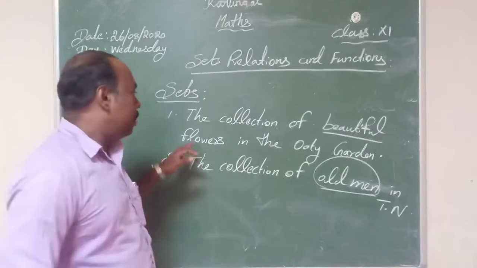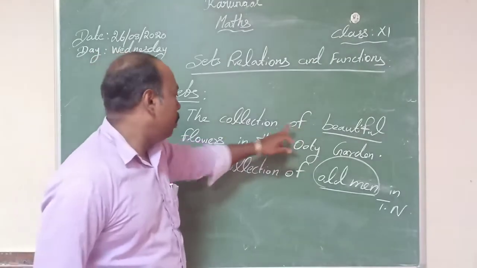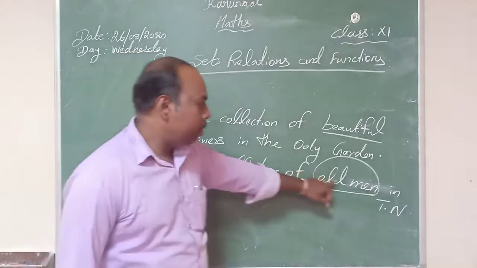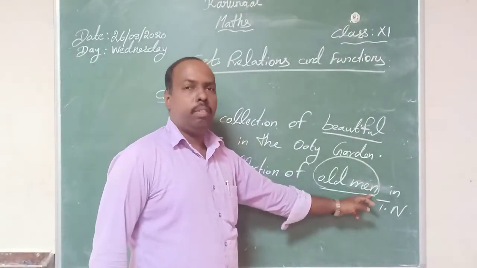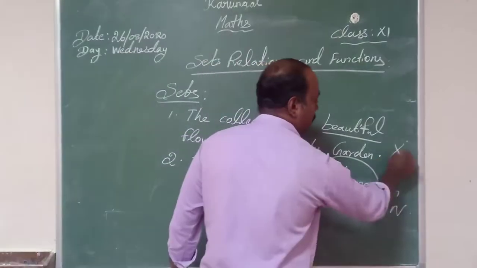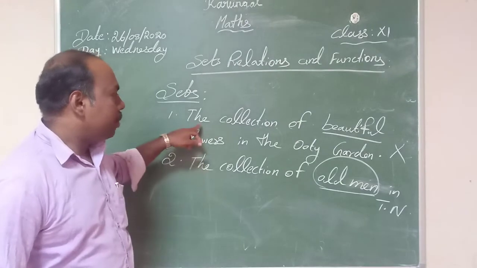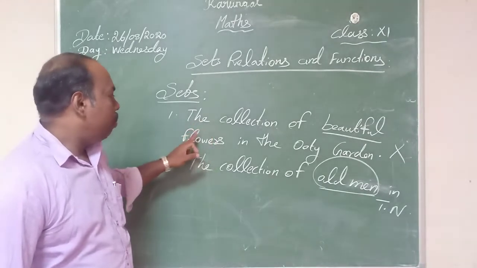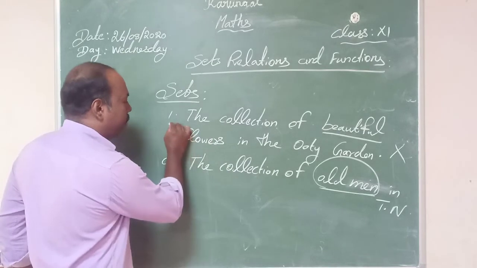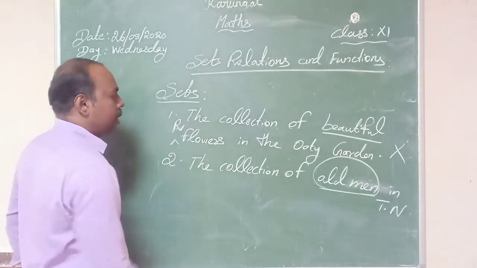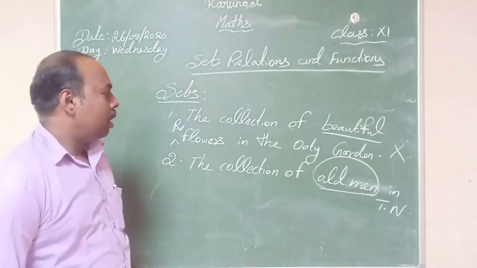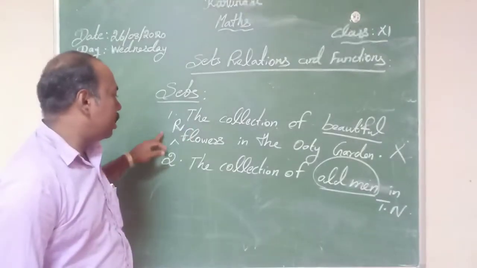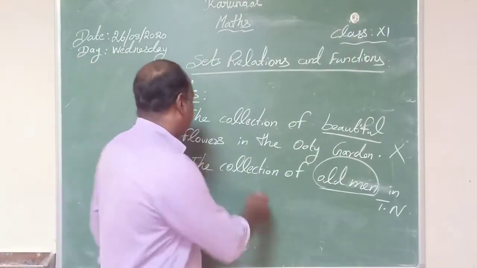Now we come to the definitions. First example is the collection of beautiful flowers in the Ooty garden. So beautiful is not well defined. Second example, the collection of old men in Tamil Nadu. So old man is not well defined. So it is not a set. Now we can change this sentence. I can write the collection of beautiful red flowers in the Ooty garden. Now it is defined, correct? Am I right? Red flowers in the Ooty garden. So it is a set.